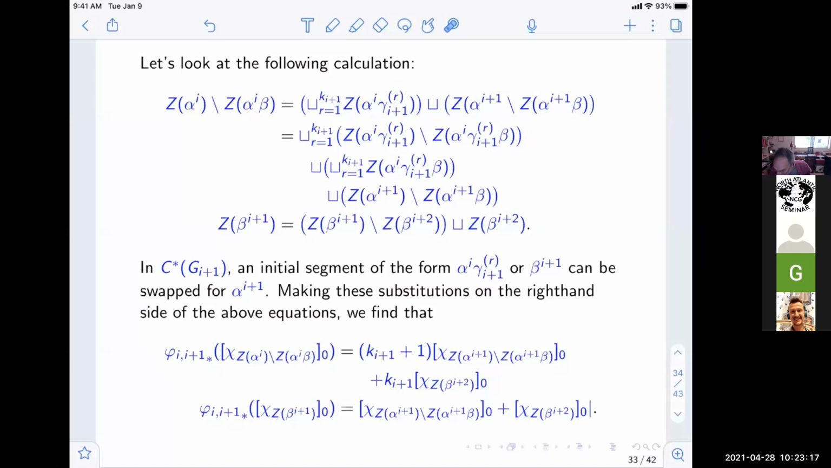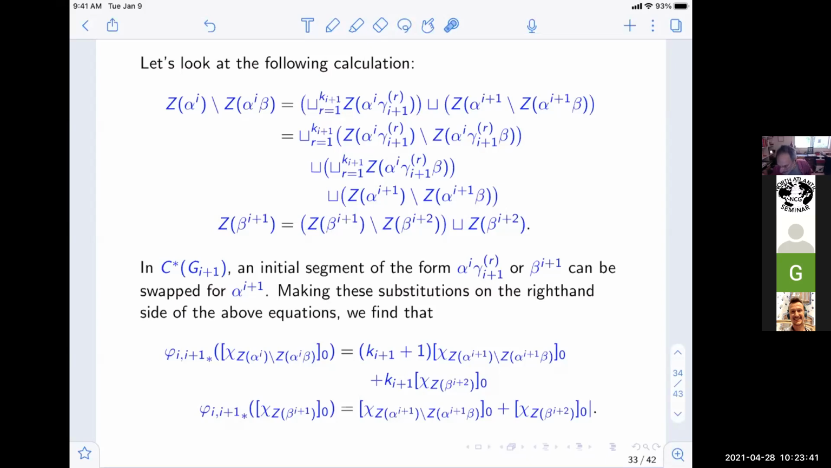And the result here is that if you look at what this is, we have a word of length I plus 1 minus a cylinder set for a word of length I plus 2. All of those are equivalent under the dynamic, so as elements of K0.